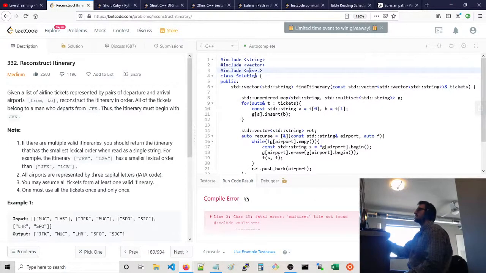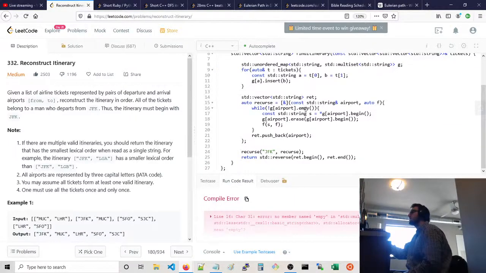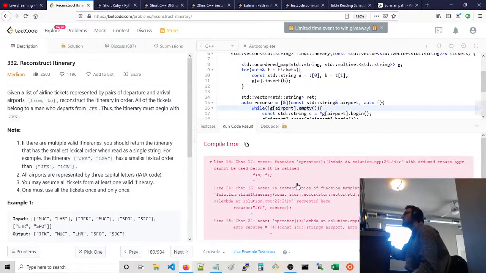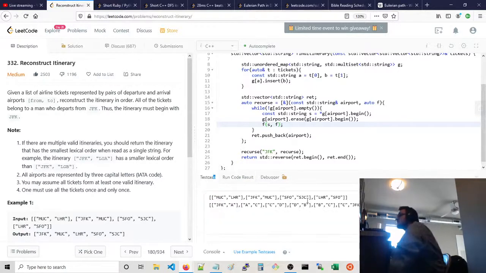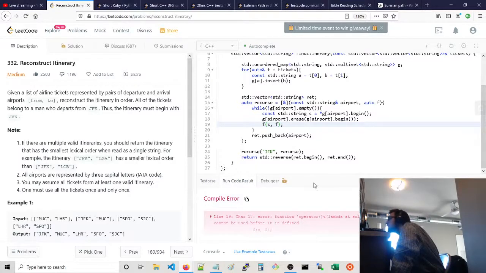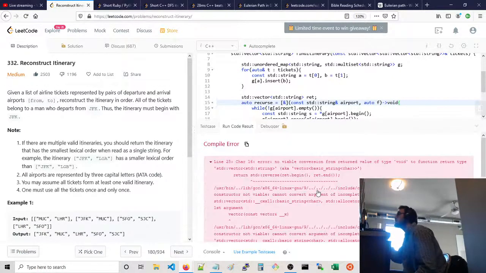Or set, I think it's multi-set. And MP is not how you spell empty. And it cannot be used before it is defined. What's wrong? Oh, deduced return type. Gotcha. Void, I think.